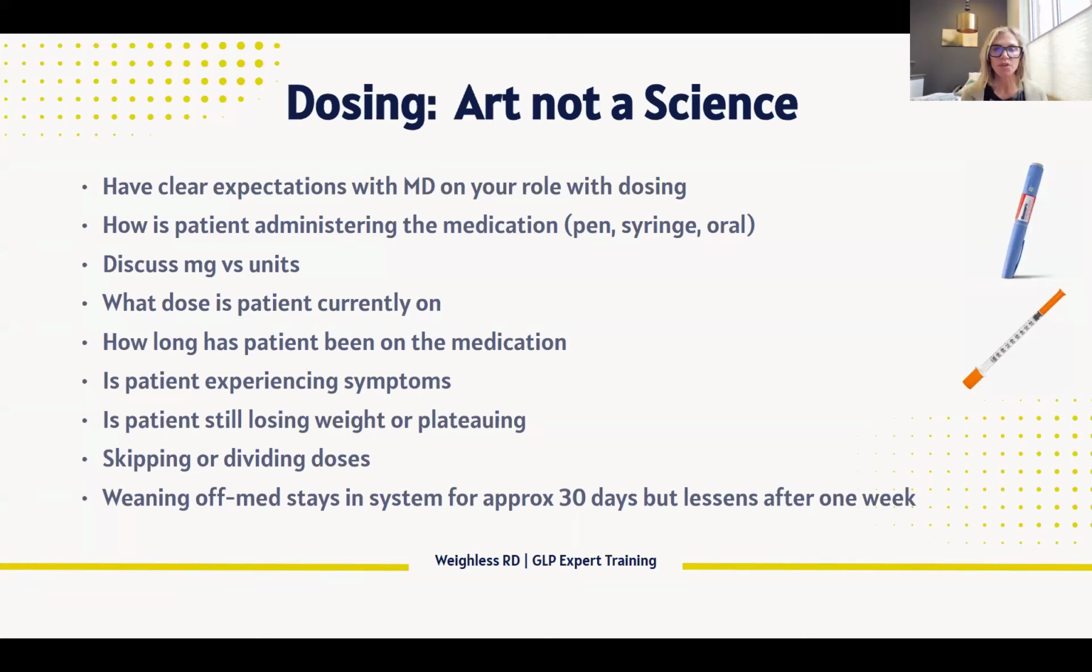And when it's time to wean off of the medication, there are various ways to do that as well. So our approach is we taper down, and then we offer maintenance doses. We do different types of really low dose for longer periods of time. Just note that the medication does stay in the system for about 30 days.